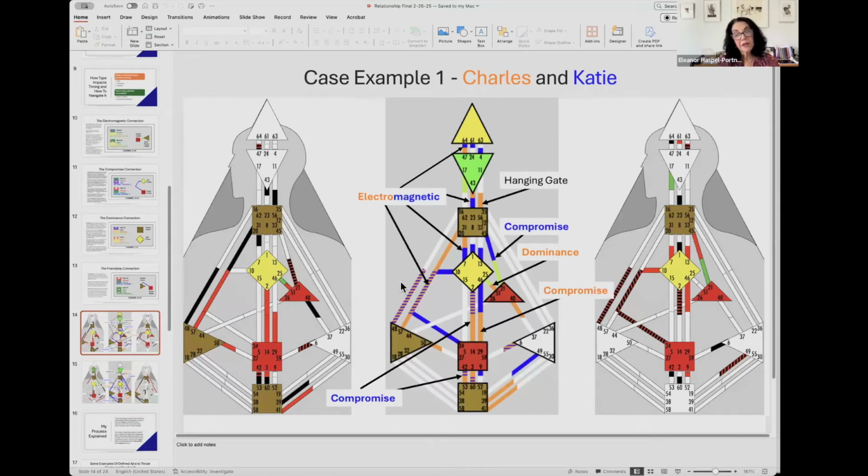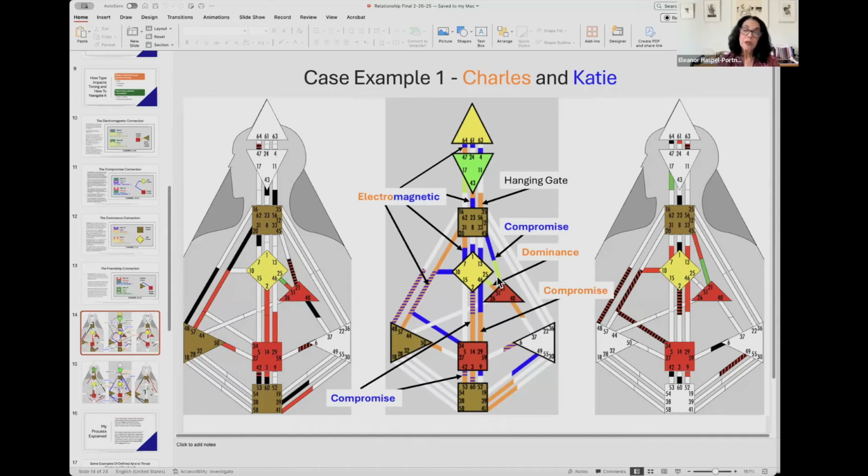Now, I put the 7-31 is an electromagnetic. The 45-21 is a compromise channel. Katie has the whole thing. Charles gets the 21. But Charles gets the 21 on both the design side and the personality side, and we know that because it's striped. Katie gets the 45-21 with Chiron activating.